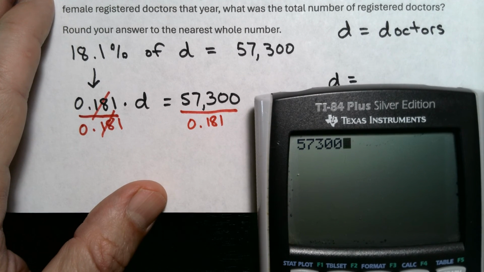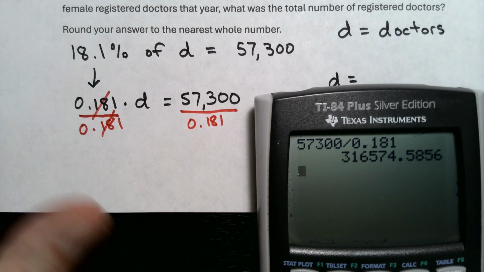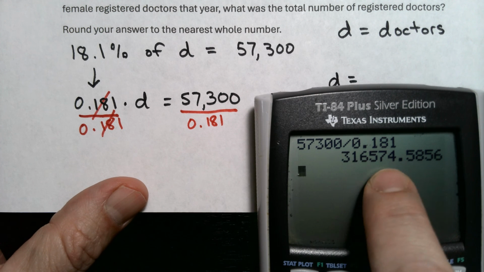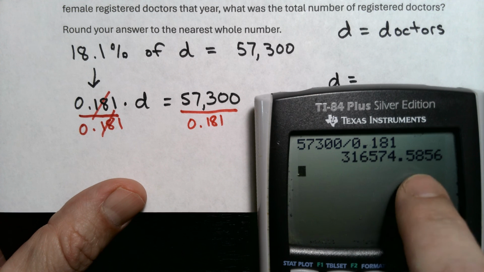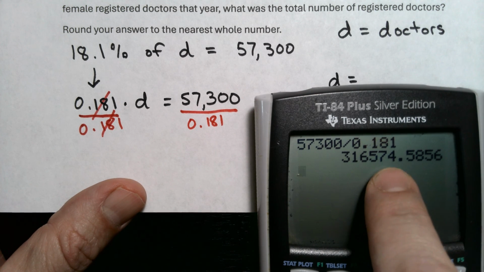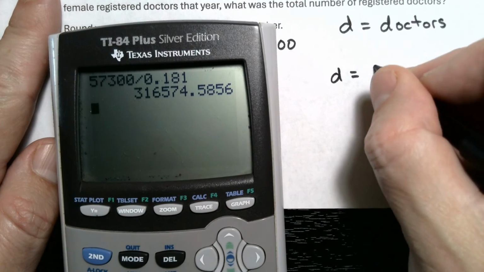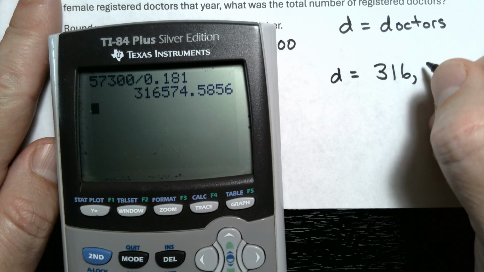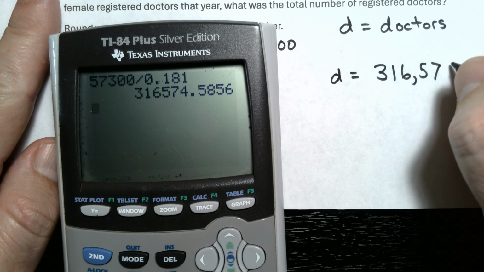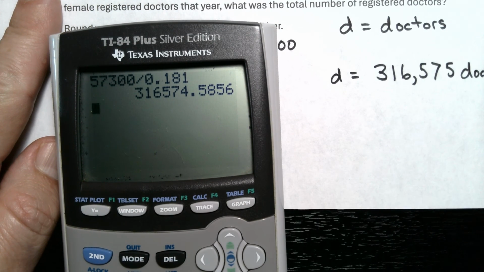So we've got 57,300 divided by 0.181. Okay, and it does say round to the nearest whole number on this one. So here's our answer. Here's the decimal. Since this is a 0.5, so that's halfway there or bigger, we're going to round this up. So instead of a 4 right here, we're going to have a 5. So my answer would be 316,575 doctors. And that's it.